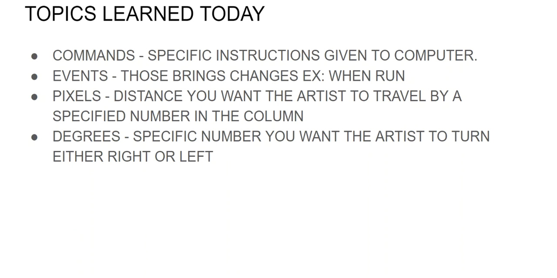For example, whenever you are playing carom or chess, there is some opponent, and when he moves the king, that is going to be an event. Because of that, some changes will happen. And then are the pixels. Pixels are nothing but the distance you want the artist to travel. Whatever number you are specifying there in the column, by that number your artist will travel. The next is your degrees. It is nothing but your angle of rotation, by which your artist will turn either towards the left or towards the right.